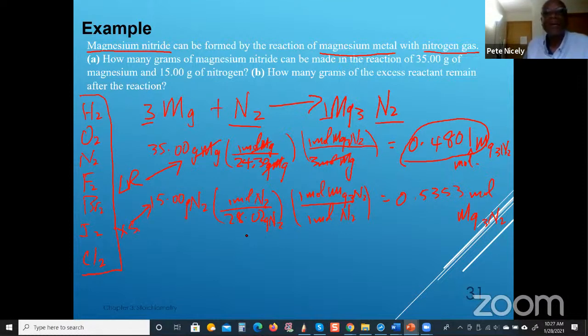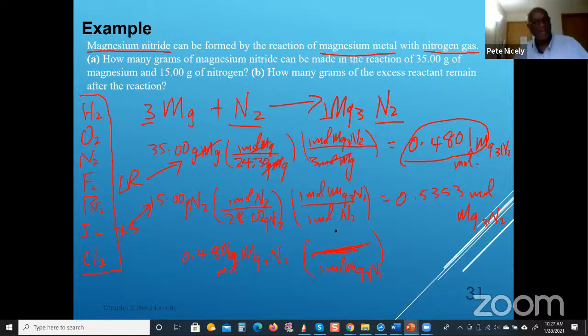So to answer the A part, all we have to do is convert the 0.4801 moles of Mg3N2 to, this should be moles actually, convert the moles of magnesium nitride to grams. So we're gonna have 1 mole of Mg3N2, and up here, we're gonna have the molar mass.